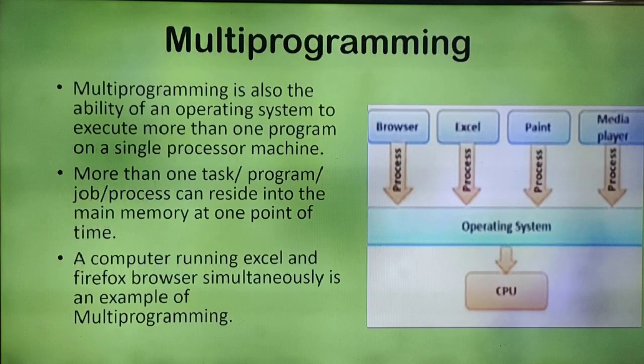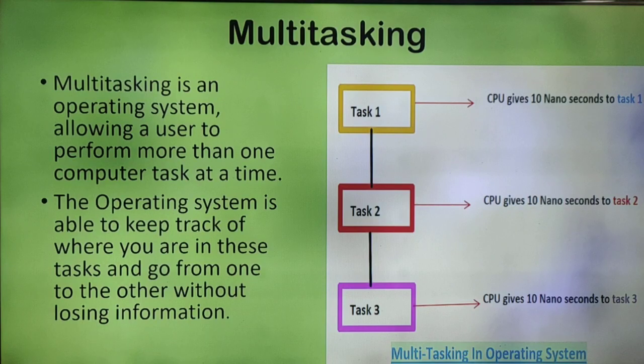So now, what is multiprogramming system? Multiprogramming system is the ability of operating system to execute more than one program on a single processor. So, more than one program can reside in memory at a given point of time. The diagram below represents the multiprogramming system, where apps like Excel, Firefox can be loaded into memory at a single point and executed simultaneously. The next concept of operating system is multitasking.